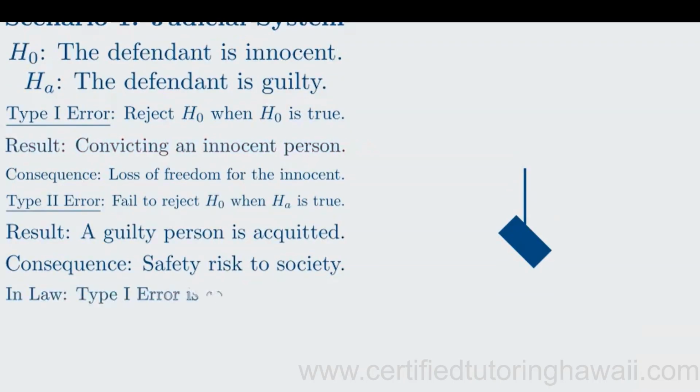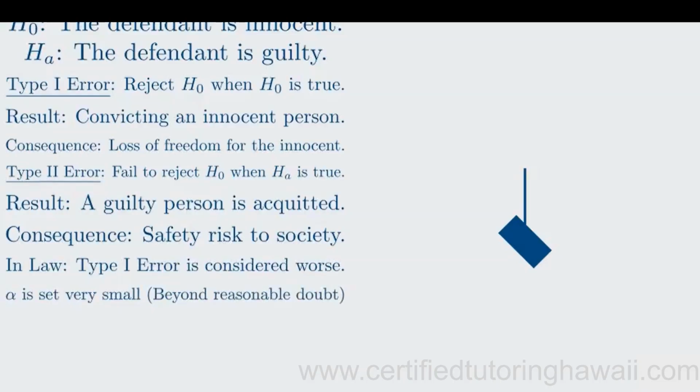The United States legal system is built on the principle of innocent until proven guilty, which implies that a type 1 error, convicting the innocent, is considered much worse. This is why the significance level in a courtroom, often called beyond a reasonable doubt, is set extremely high. We would rather let several guilty people go free than convict one innocent person.